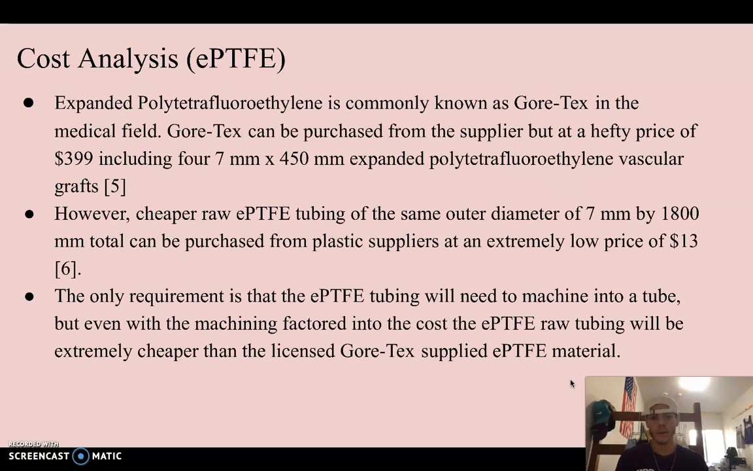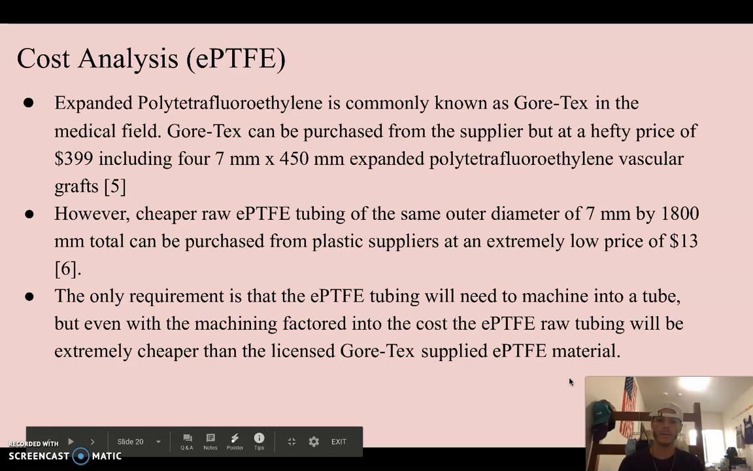The expanded polytetrafluoroethylene, known as Gore-Tex in the medical field, is very hefty from the supplier directly, which is $400 for a 4-pack of 7 millimeter by 450 ePTFE grafts. There are cheaper options such as raw polytetrafluoroethylene tubing, which can be manufactured. The only issue is that it is not a tube, so it needs to be machined through either blown film extrusion or plastic molding. It's cheap at $13 for 1800 millimeters, which is less than the PET.